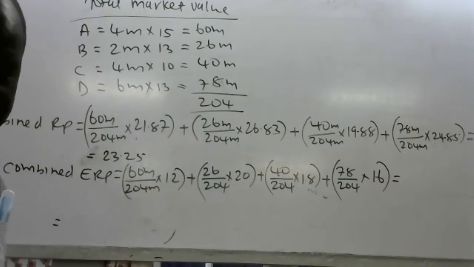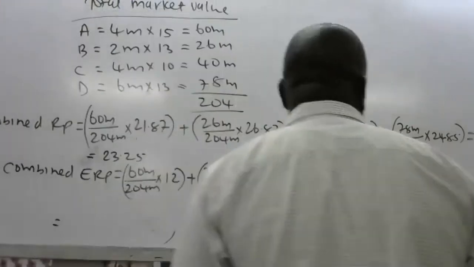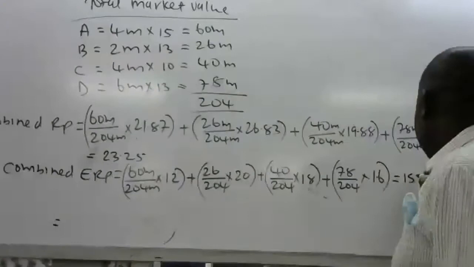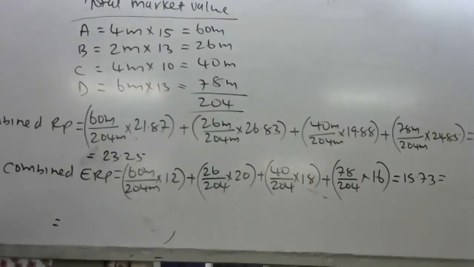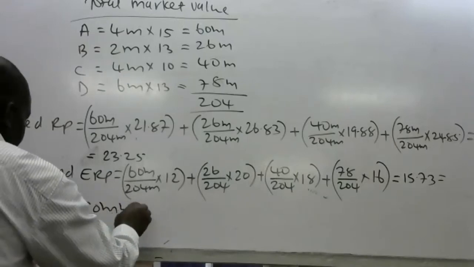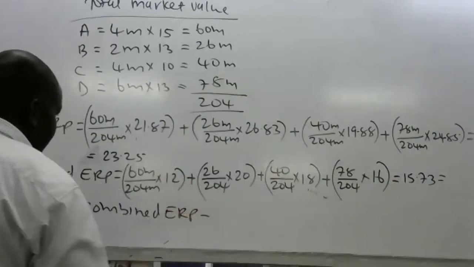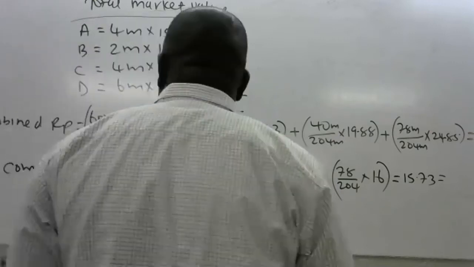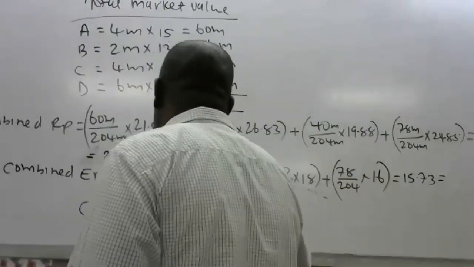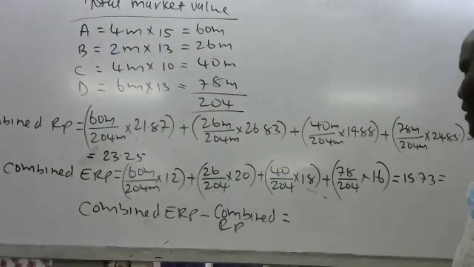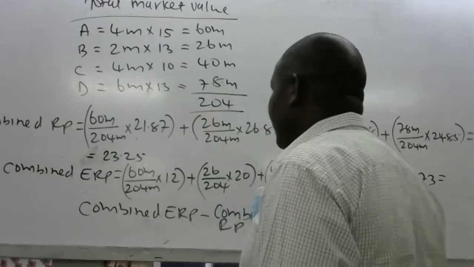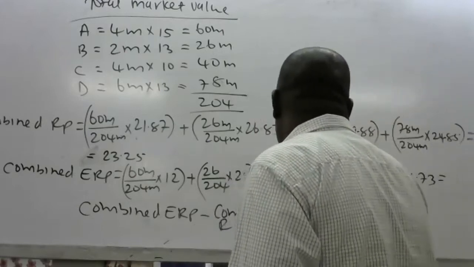Which figure? 15.73. So we are getting 15.73. Now we can show whether it is super efficient or inefficient. We get the combined expected return of the portfolio, then we subtract the combined return of the portfolio. The one we have just calculated, we were able to get 15.73.